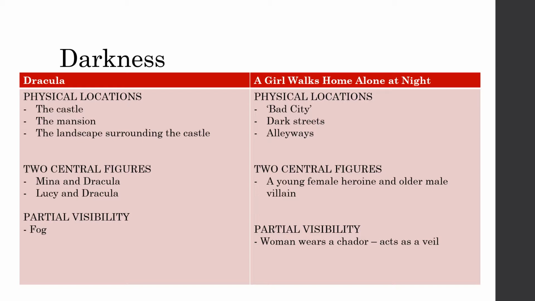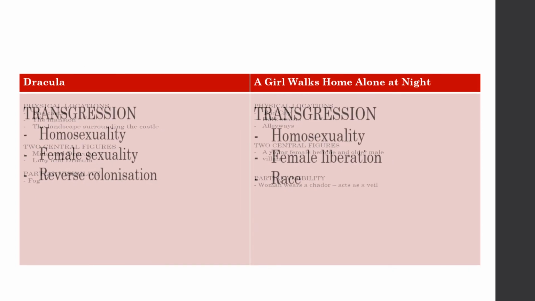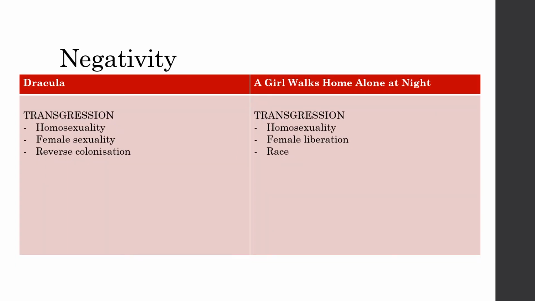Both Stoker and Amirpour's Gothic texts adhere to the conventions of darkness as discussed by Botting. Therefore, Botting's text in this case is certainly relevant to these Gothic pieces. Negativity is another relevant aspect of Botting's writing. In terms of negativity, transgression will be discussed. Firstly, Dracula will be discussed, then followed by A Girl Walks Home Alone at Night.